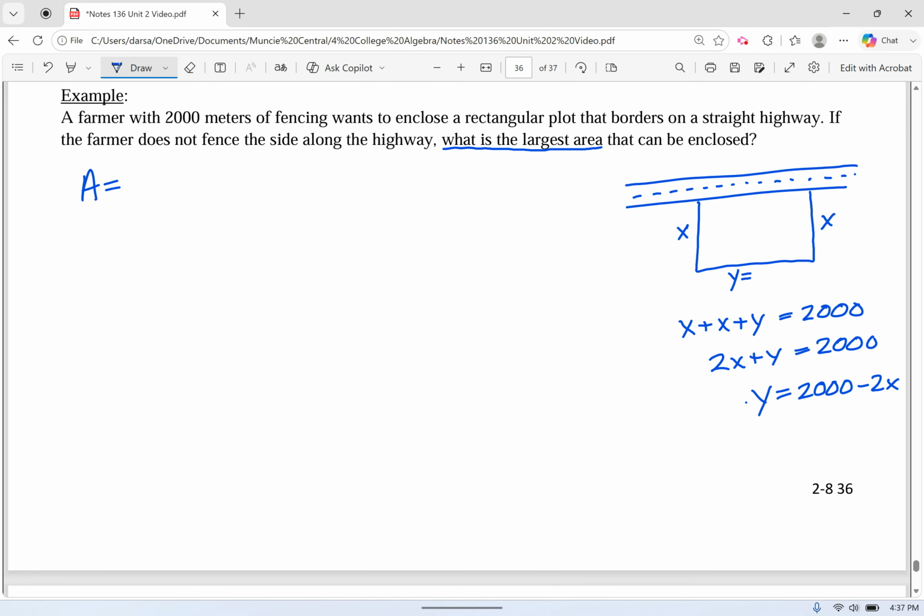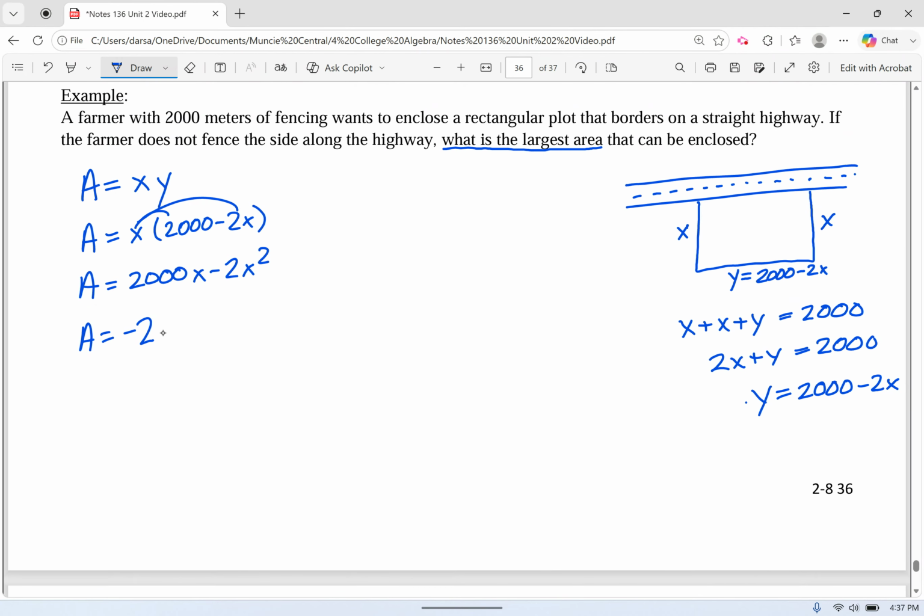So how do I find the area of this rectangle? It's just x times y, right? X times y is the area of this rectangle. But remember, we want to have this in terms of one letter so we can find a vertex. But what is y? Well, that's 2,000 minus 2x. And if we do a little bit of simplification, we get 2,000x minus 2x squared, and a quick rearrange, look at what we've got. Area equals negative 2x squared plus 2,000x, and then our constant would be plus 0.